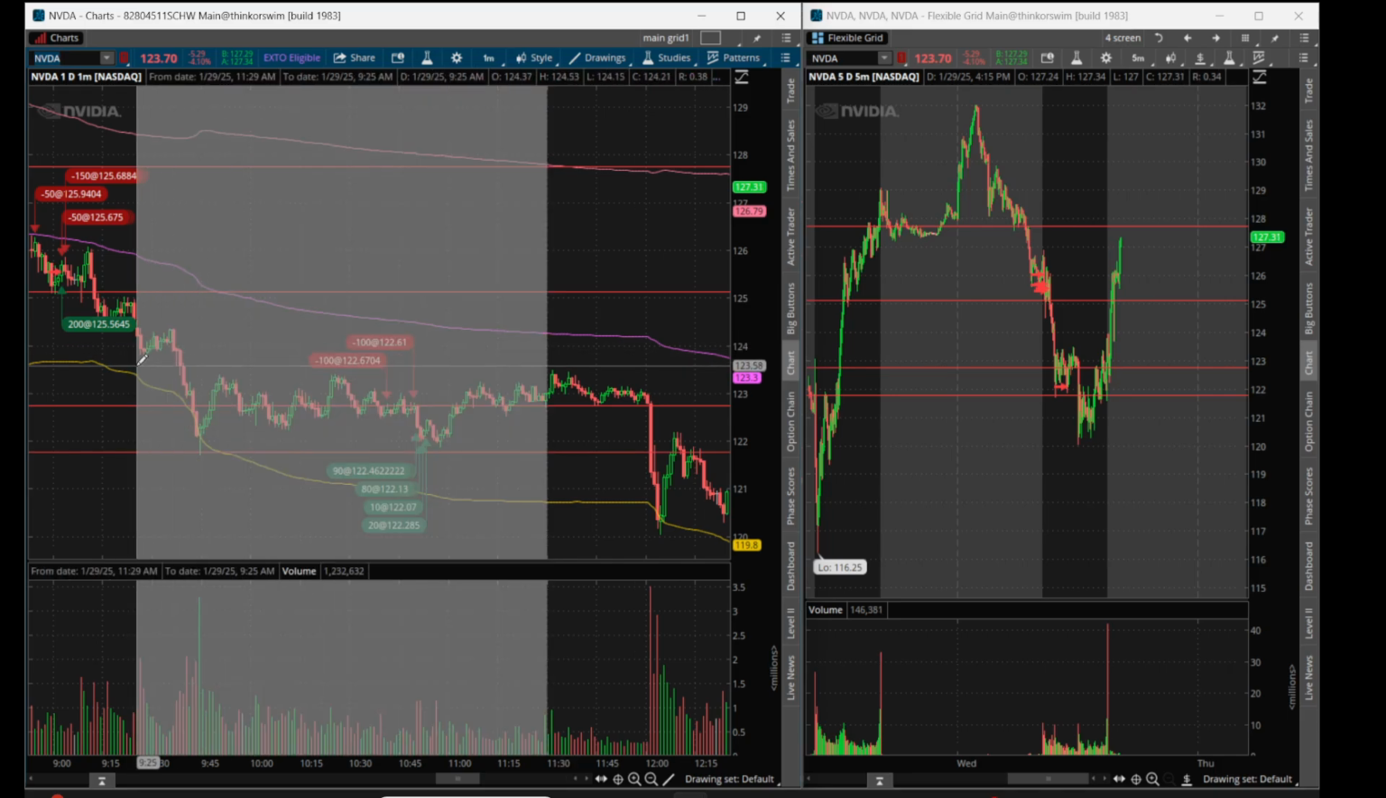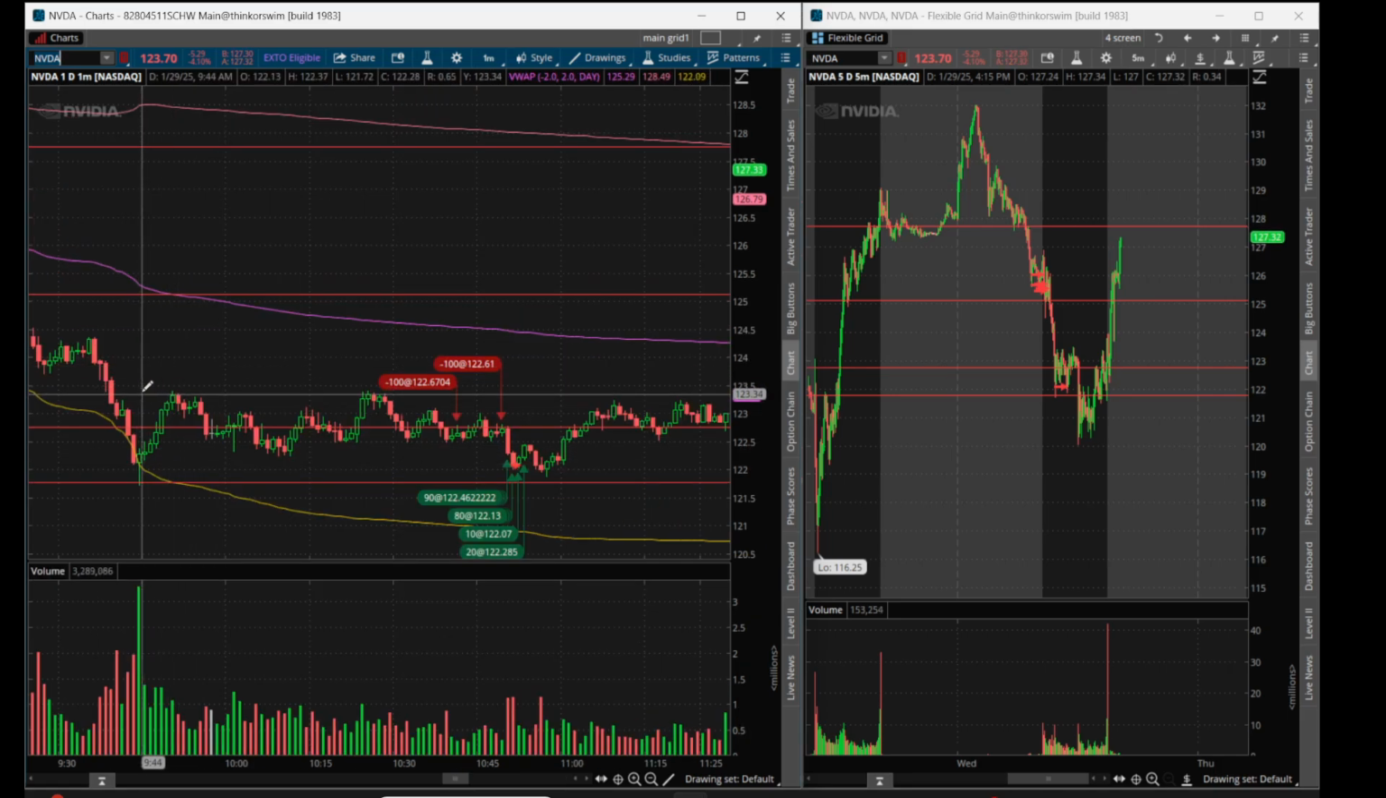The last entry I have is when I saw it not break this 123.40. So 123.40 is the resistance, and I took a short position right here. I did not take the profit when it popped. I didn't get stopped out because I saw a lot of sellers on level 2. So instead of cutting the loss, I added another 100 shares right here, and I took profit toward the downside. You see right here, so that's how I traded Nvidia.